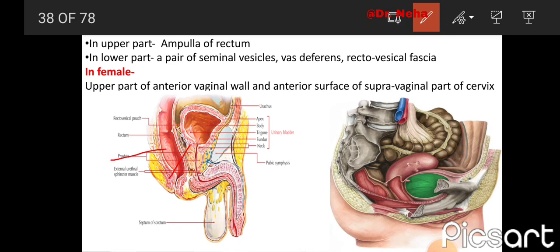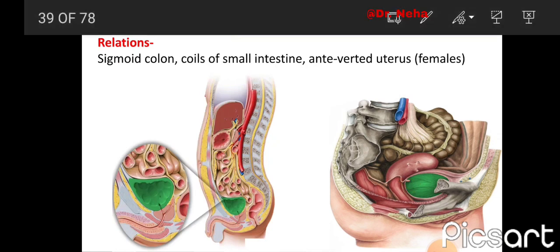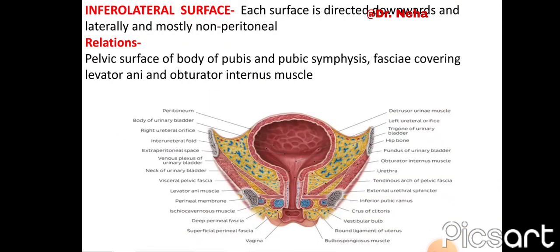In females, it is related to the anterior vaginal wall and the anterior surface of the supravaginal part of the cervix. Then the superior surface of the urinary bladder is related with the peritoneum, sigmoid colon and coils of intestine. So these are the coils of small intestine, and in the case of females it is also related with the anteverted uterus.